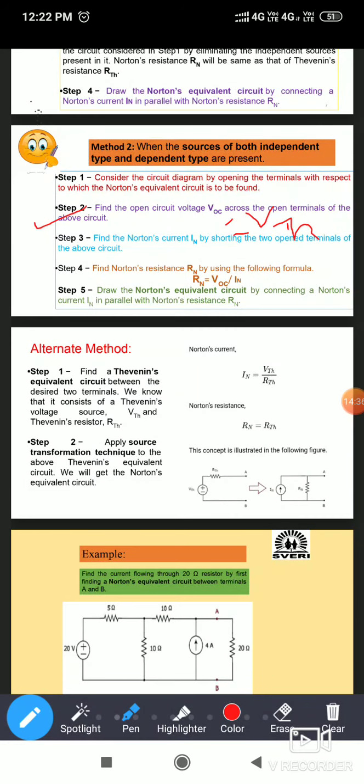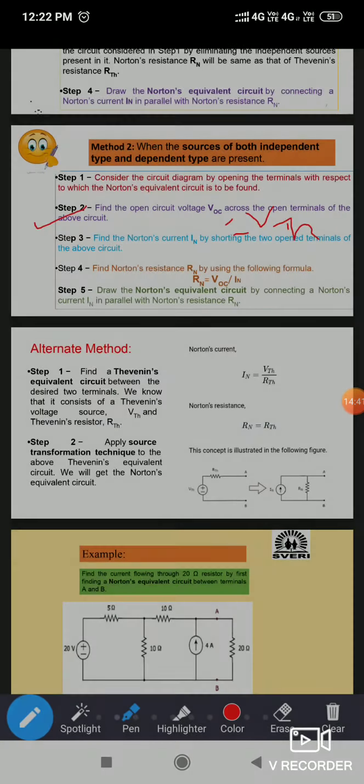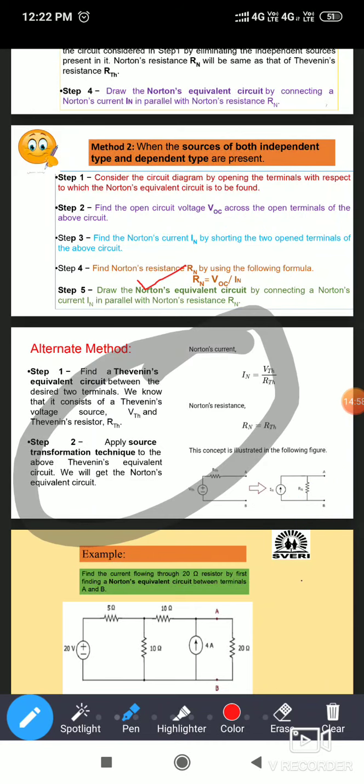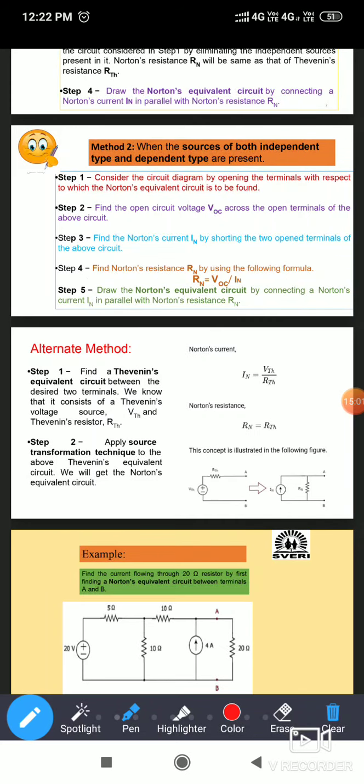Now the third point: find the Norton's current IN by shorting the two terminals. So this will be the same. Short the two terminals A and B, whatever the two terminals may be, and find that short circuit current. Once you know the VOC value and the IN value, you can easily find the value of the equivalent resistance, that is the Norton's resistance Rn. So Rn is equal to VOC divided by IN. Finally, once you know the Rn value, you can draw the Norton's equivalent circuit, connect the load resistor and find out the response.